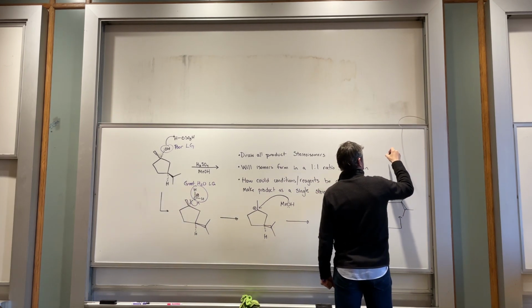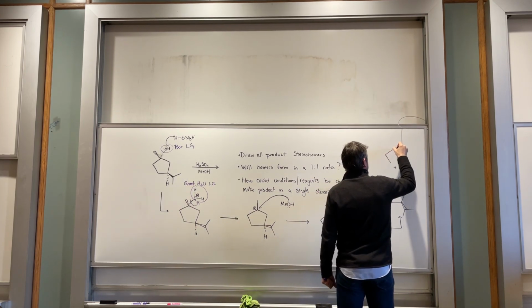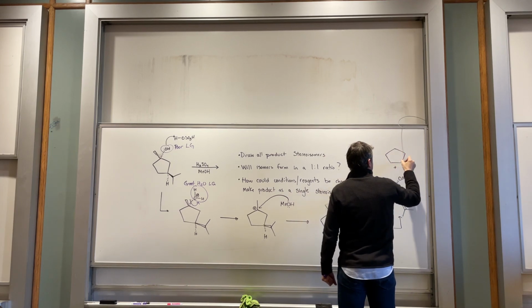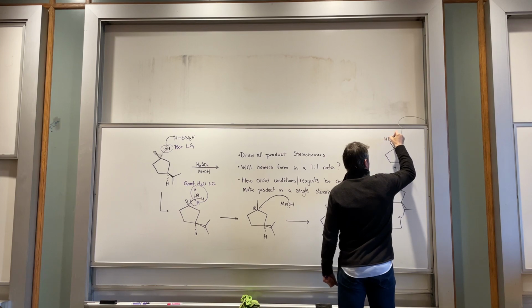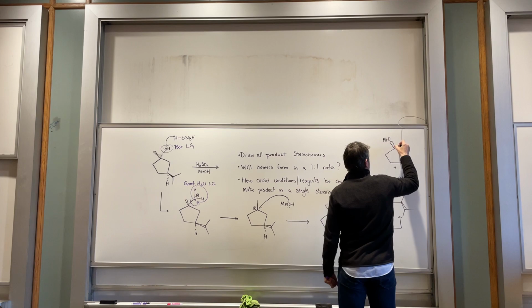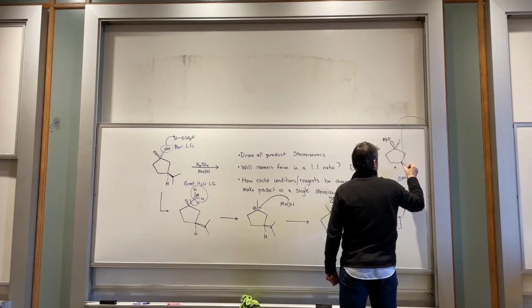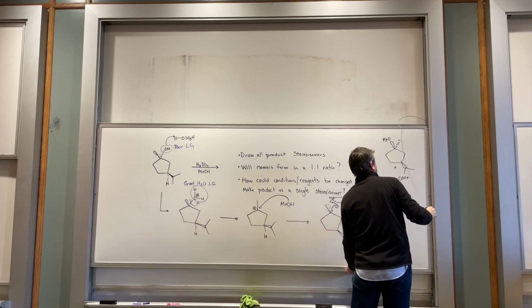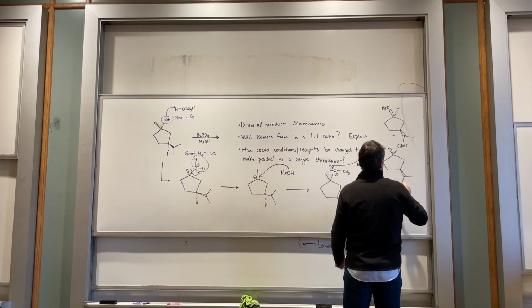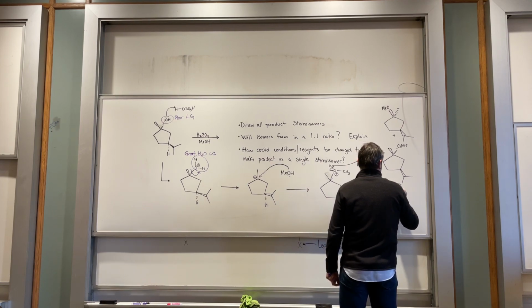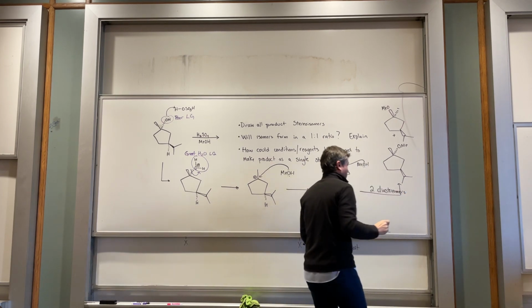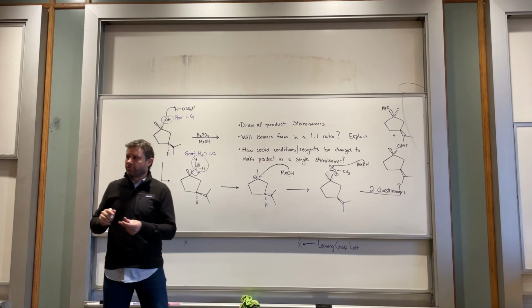One that's going to result from that methoxy coming in from the backside and interacting with the empty p orbital, and one where the methoxy is coming in from the front side and interacting with the empty p orbital. Right, so we form 2 diastereomers from this reaction.